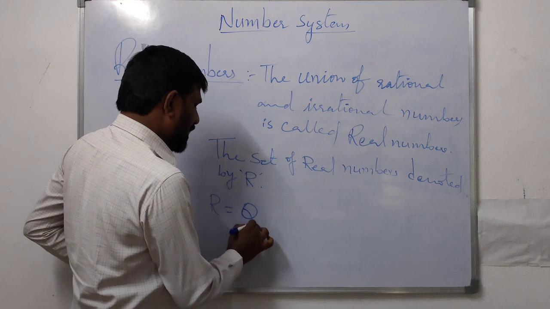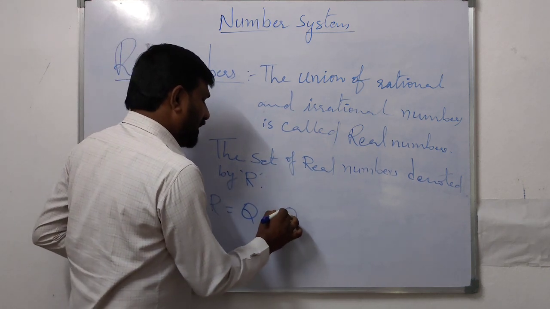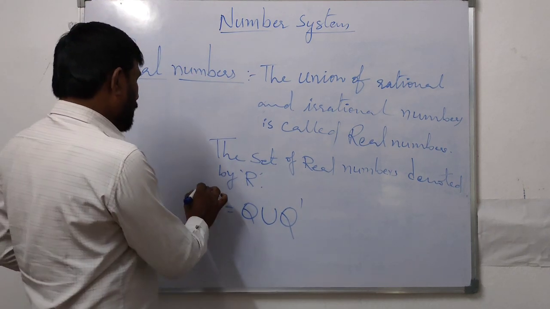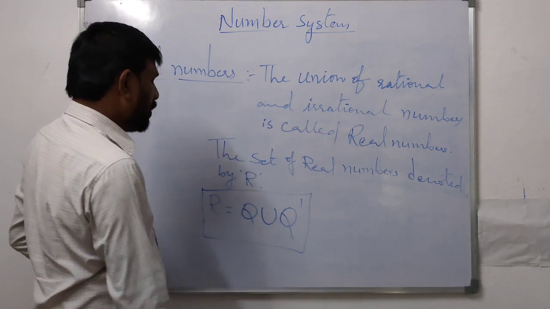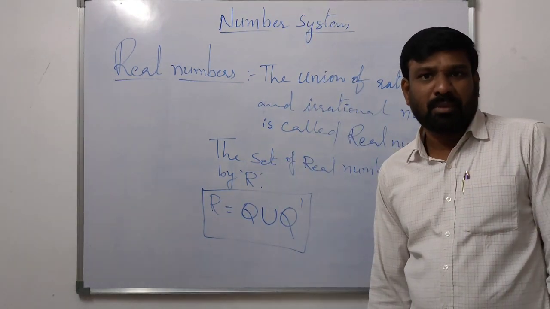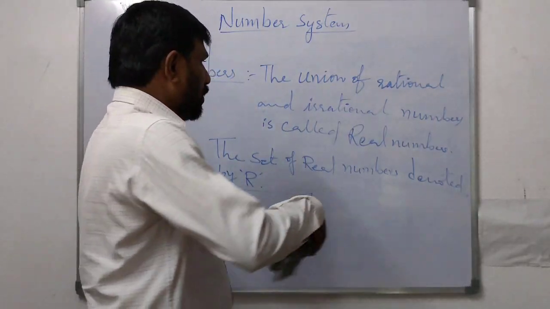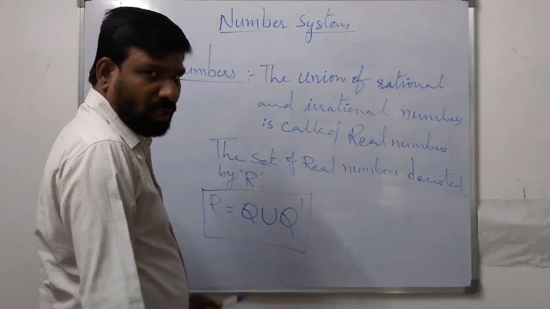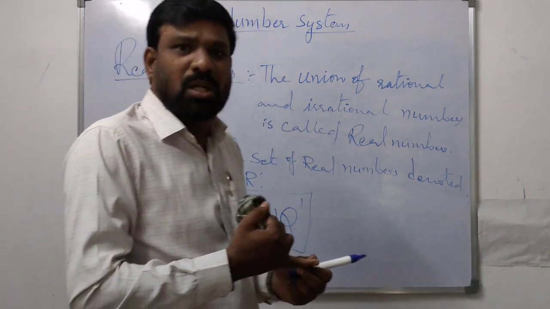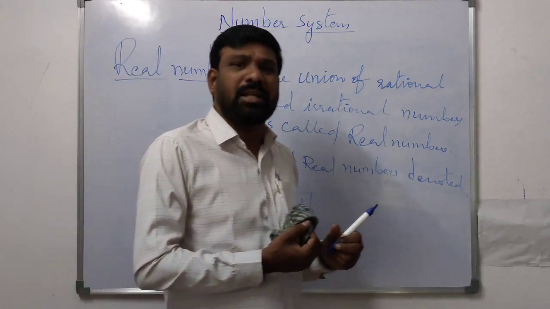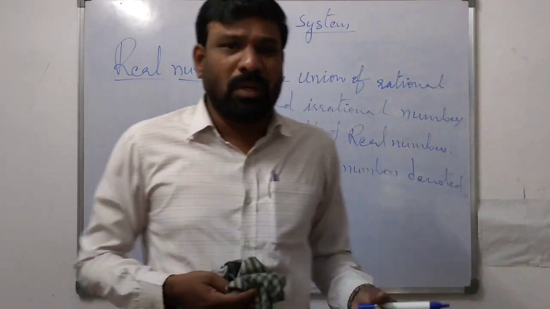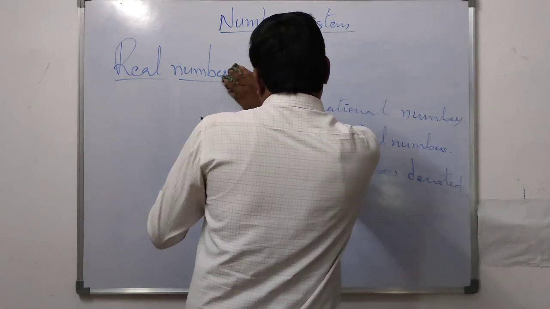So rational numbers are represented with Q, irrational numbers are represented with Q dash, and this is the symbol for union. R is equal to Q union Q dash. Is it clear to everybody? Right. The definition of real numbers is clear, I think. Now, we have seen natural numbers, whole numbers, integers, rationals, terminating, non-terminating, repeating, irrational numbers, real numbers. What might you have observed here?